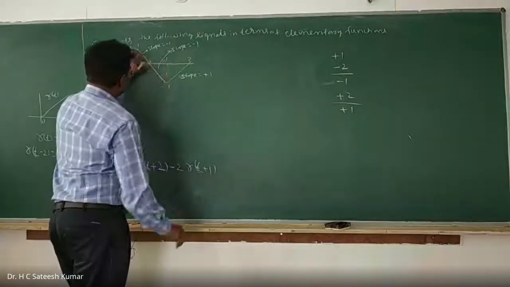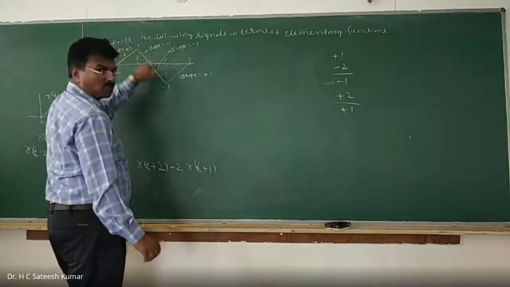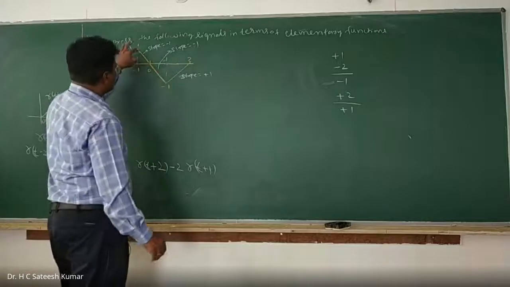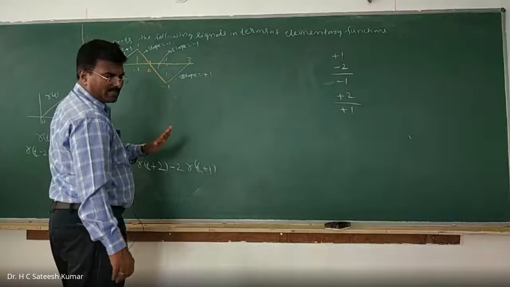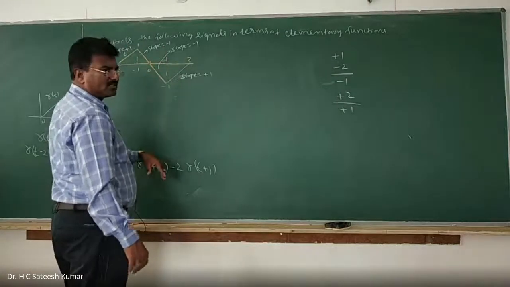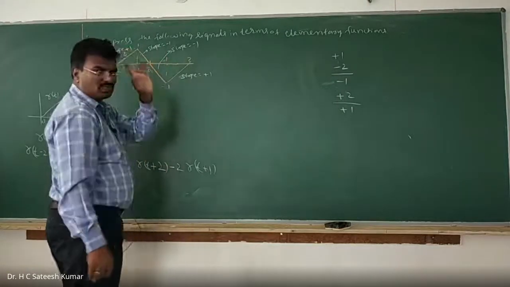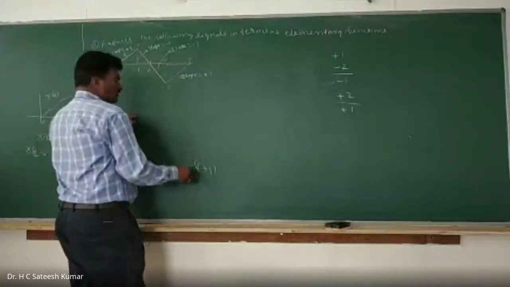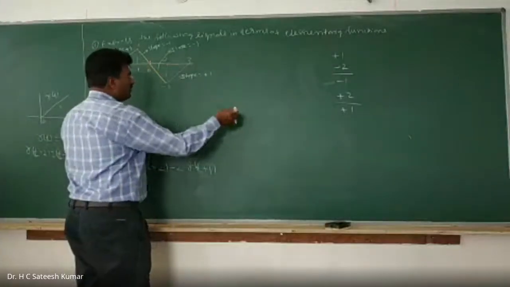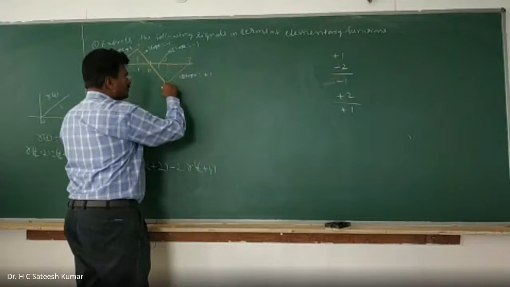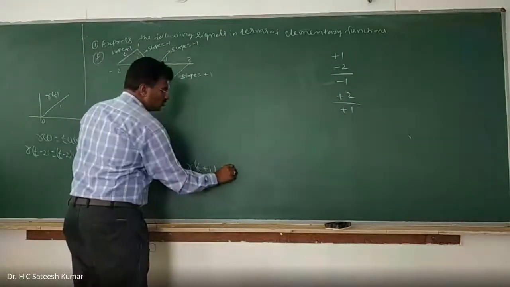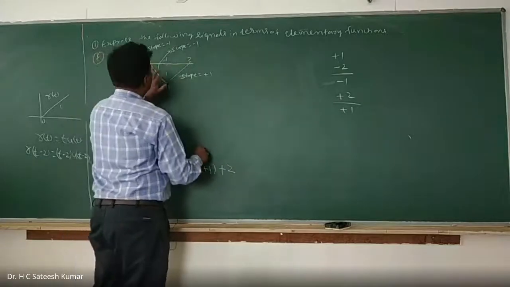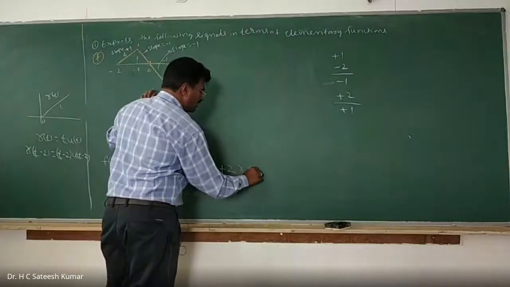So don't write two different equations for these two. One line is only one equation. Whether it is a positive side or negative side, for the entire line you can write one equation, whether it is increasing or decreasing. One line means one equation we get. So now I want a slope of plus 1 from this point. So what should I add? Add plus 2 slope from where? 1. So R of t minus 1.